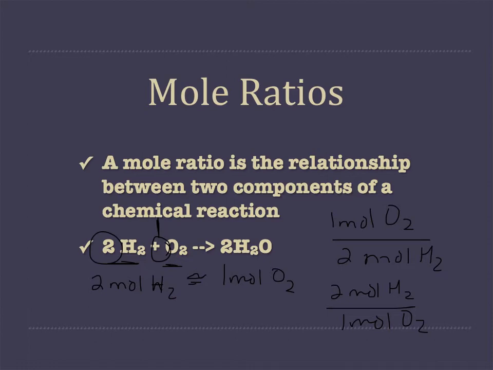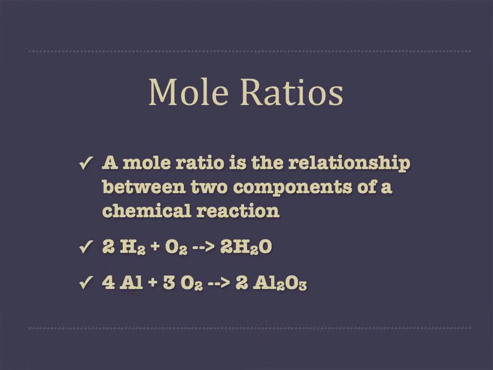You could also do hydrogen and water, so you could say 2 moles hydrogen is equivalent to 2 moles of H2O, and you could set up your fractions. In this case, 2 over 2 doesn't really do anything, but it does convert what these things are, and that's going to be important. In this chapter, doing stoichiometry, you really want to make sure that you keep your labels. This is where labels become very important.